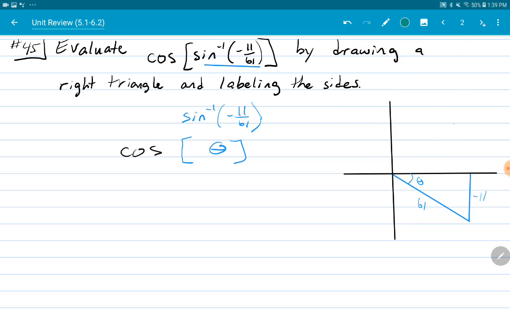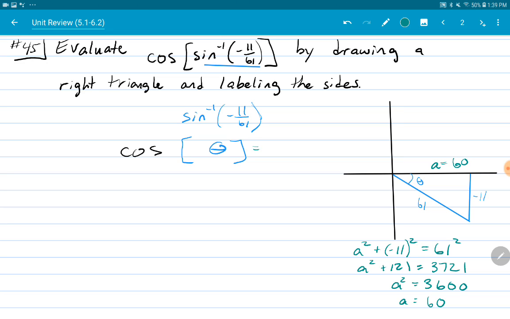Let's call it A. And then we can use the Pythagorean theorem and we get a squared plus negative 11 squared equals 61 squared, which gives me a squared plus 121 equals 3721. So a squared equals 3600. So A is 60. So this other side is going to be 60, which means cosine of that theta is going to be adjacent over hypotenuse, which will be 60 over 61.